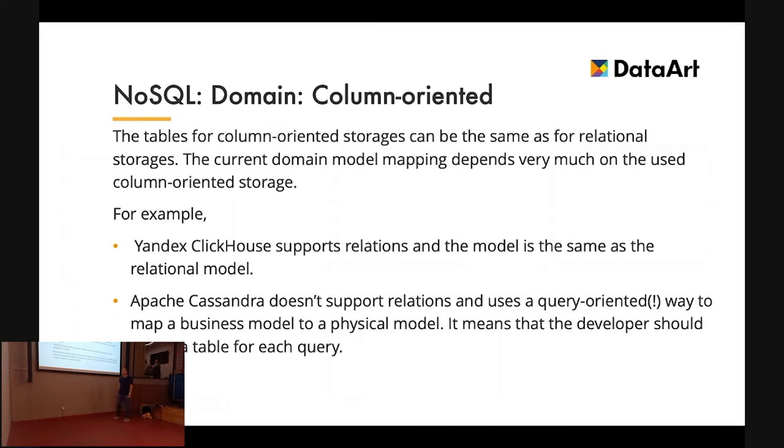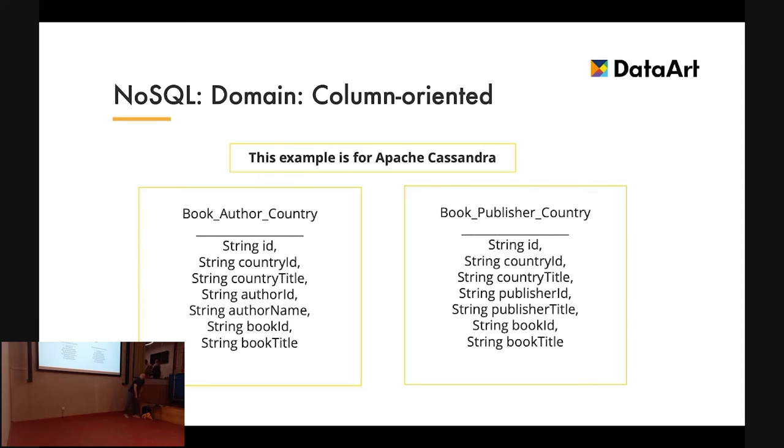About column store, well, as I said before, for some models it can be like a relational model. For example, Yandex ClickHouse, where you have relations and you can use the same model as in a relational database. Or, for example, if you use Apache Cassandra, which provides query-oriented tables, you will have something like that. In this way, it is one table for one query, and this table will have all required data.